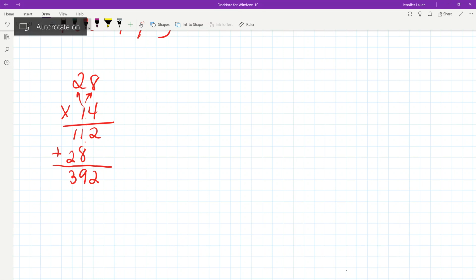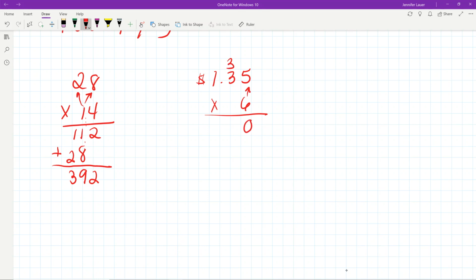Let's try another one. Let's try one with a decimal in it. $1.35 times 6. 6 times 5, I'm going to count by 5s: 5, 10, 15, 20, 25, 30. I'm going to put down the 0 and carry the 3. Now 6 times 3 would be 6, 12, 18, 3 6s, plus 3 is 21, carry the 2. And then of course 6 times 1 is 6, plus 2 is 8.